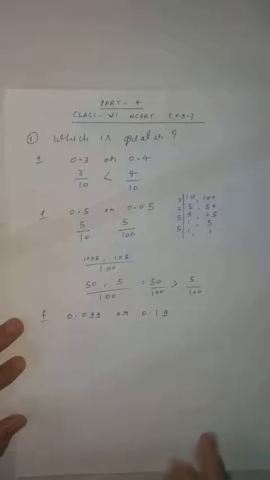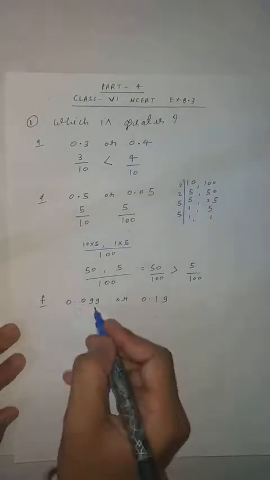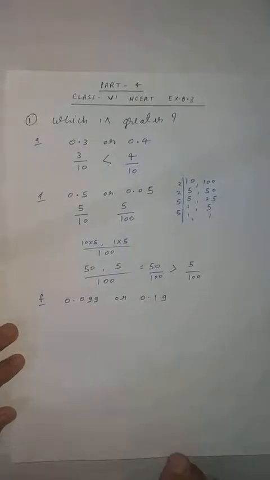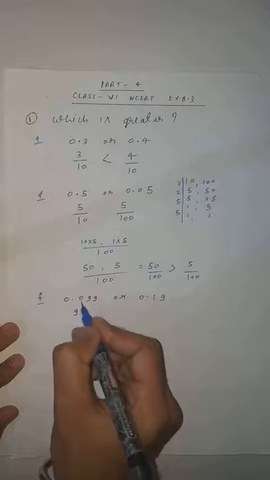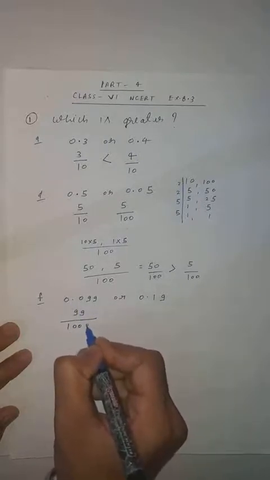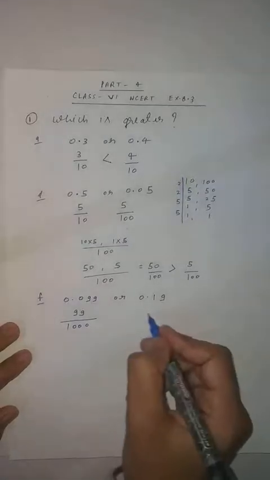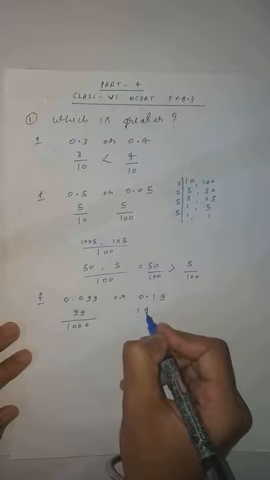0.19. Clear student? Now you can see here, after decimal how many digits are there? After decimal 3 digits are given. Clear? You can write 99 upon 1000, because there is no value in this 0 and after decimal there are 3 digits: 1, 2, 3. Clear student? And here what can you write? After decimal only 2 digits, so you can write 19 upon 100.